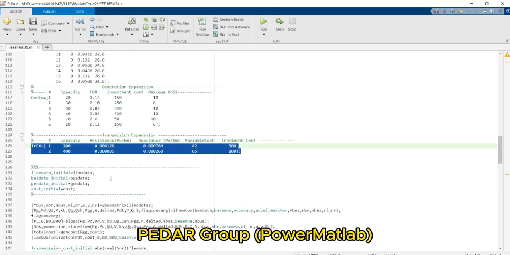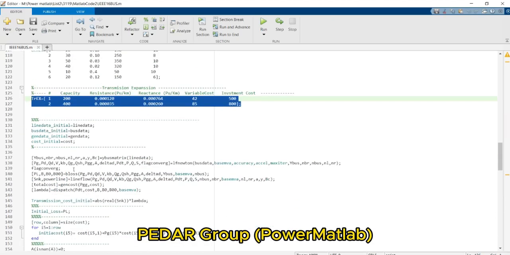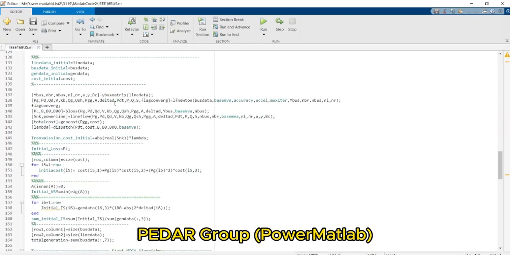You can see different details about this expansion for the transmission line. In the first part of the simulation, we start to run the power flow for the system to calculate the parameters of the system and the objective function of the system for transmission cost and power loss, and also generation cost of the simulation without any expansion in the power system. So in the first part, we start the simulation without any generation or transmission expansion planning.